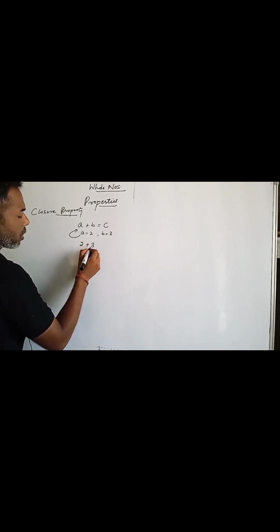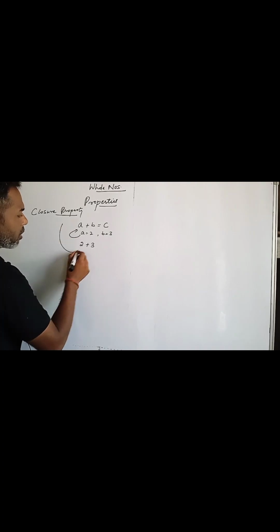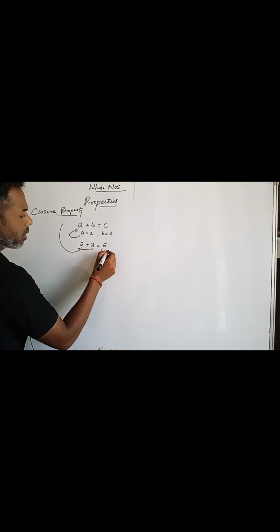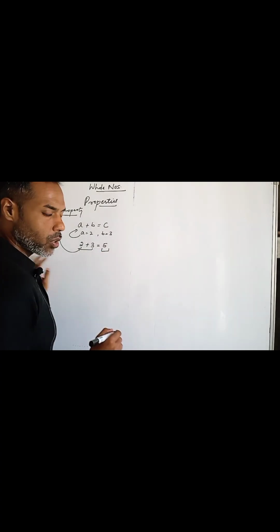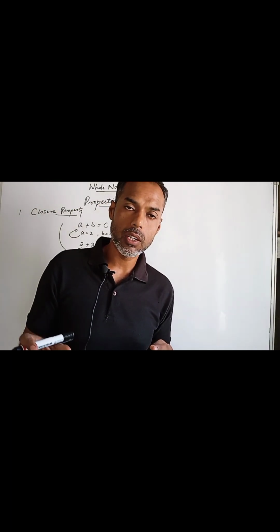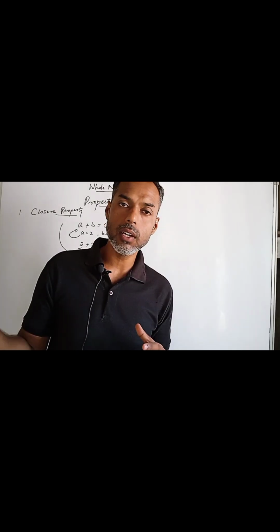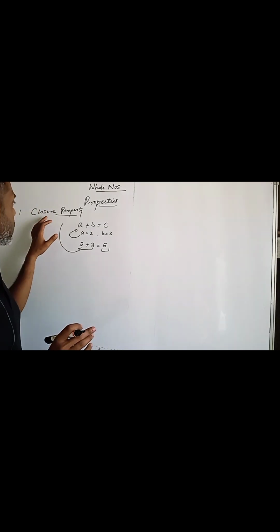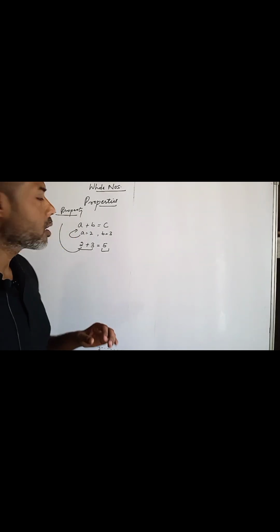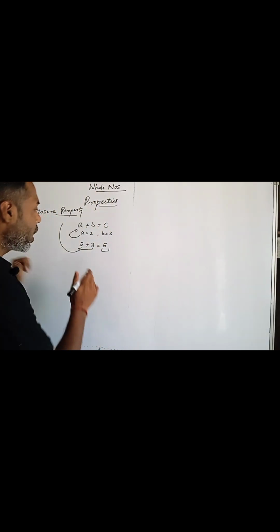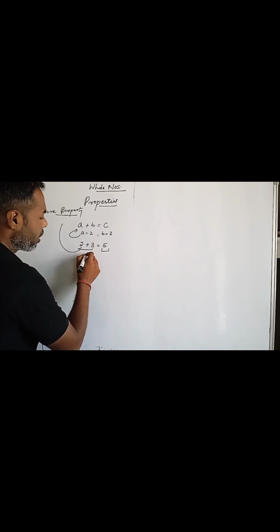2 plus 3. So according to closure property, when we are adding two whole numbers, the result we are getting is 5. It's also a whole number because we all know that the whole numbers start from 0 to infinity: 0, 1, 2, 3. All these are whole numbers. So we can say that closure property is applicable in the case of whole numbers while doing addition.